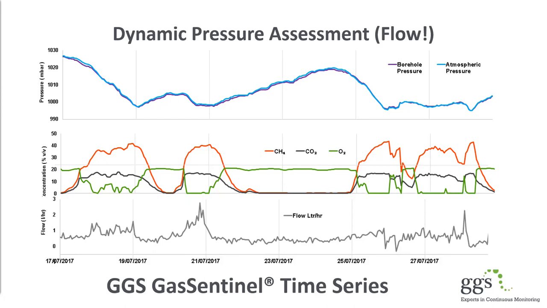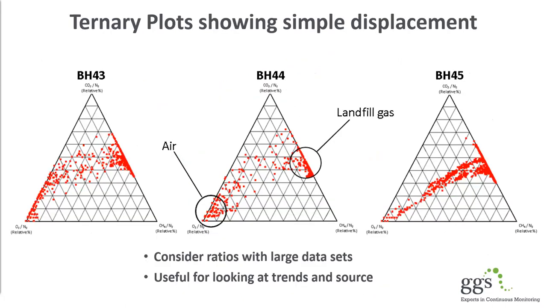Another way we can look at things is to use ternary plots. Here we've used the bulk gases, methane, CO2, and oxygen, as the end members, but against the ratio of nitrogen. All three of these plots show landfill gas migration at the monitoring point locations. As you can see here, we've got the 60-40% ratio of methane to CO2, quite neat new landfill gas.